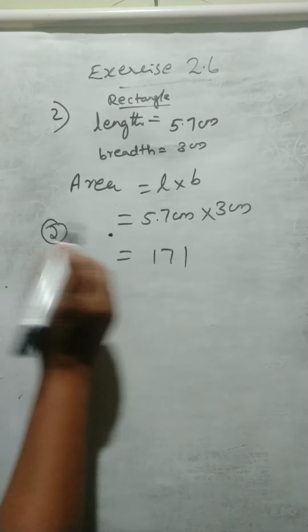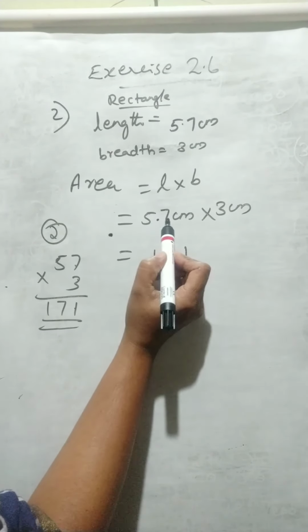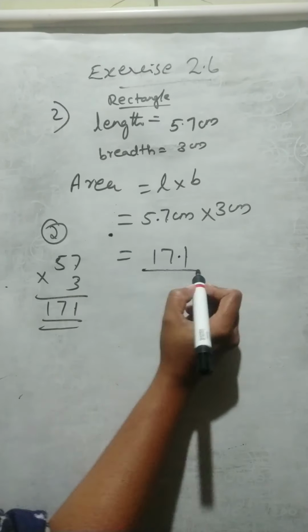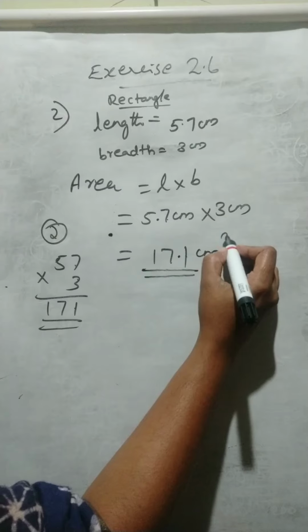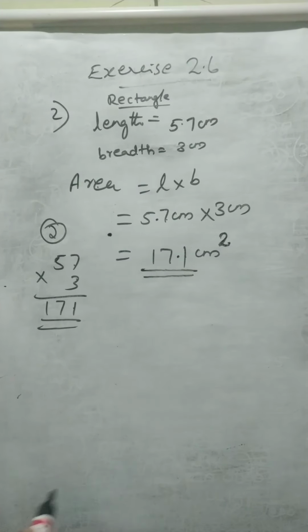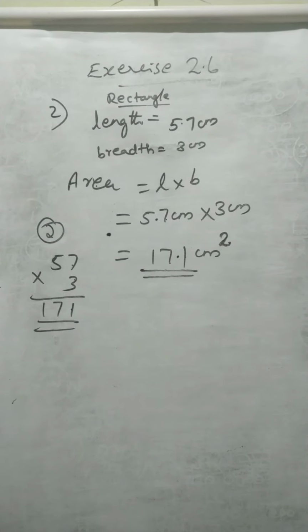No, actually we multiplied by 5.7. One decimal digit is there. So here we have to count 17.1 centimeter square. Area in square unit. Okay, so that is the answer.